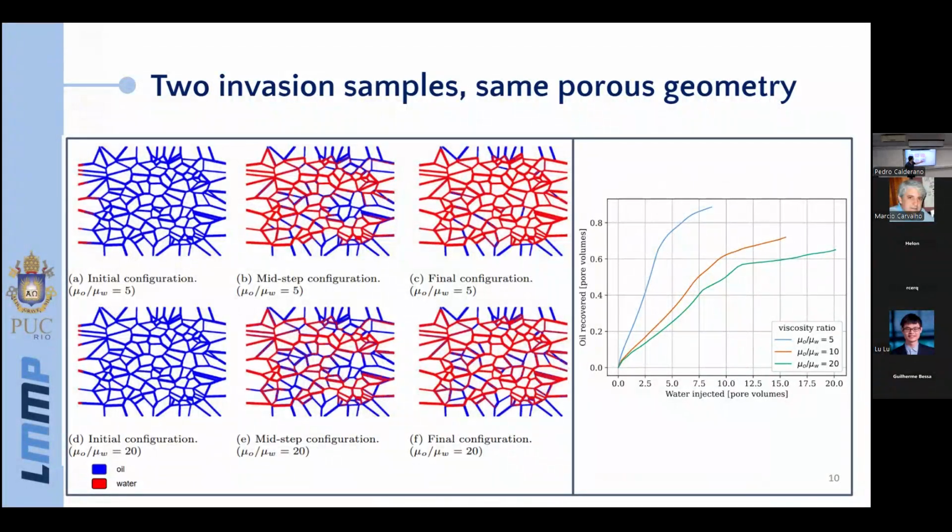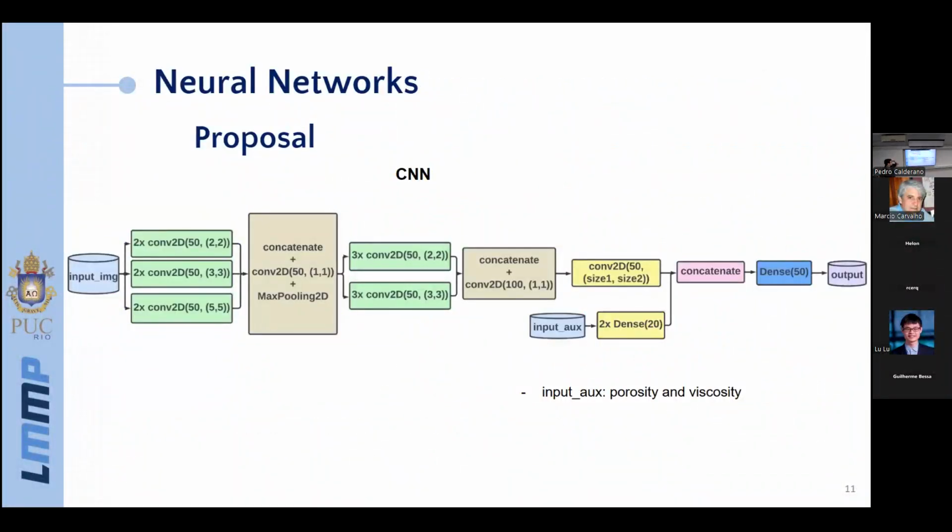And well, in here I'm showing the graph of oil recovered by water injected. And as expected, when I have a lower viscosity ratio, I'll have a higher amount of oil recovered. And when I have a higher viscosity ratio, the amount of oil recovered is lower. So those curves are basically what I'm trying to retrieve using the neural networks. I'll have the porous media representations as input, and my output will be the curves of the amount of oil recovered.